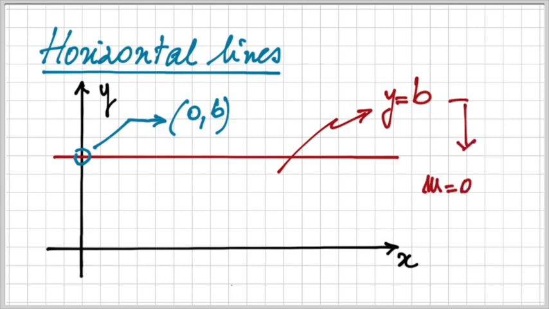In this case, we can say that the slope is equal to 0, because when we move along the x-axis, the y value will not change.